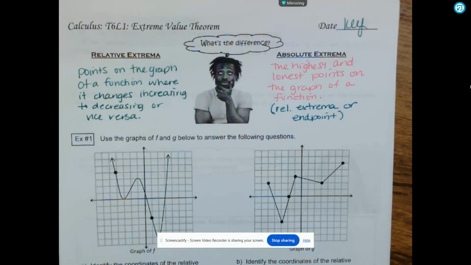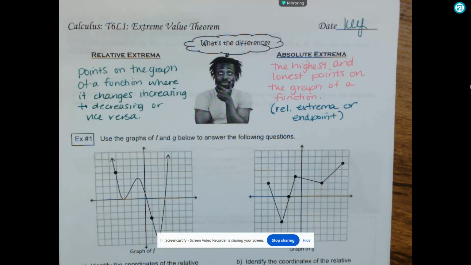And if it's an endpoint, the problem is that at that endpoint, do we necessarily change from increasing to decreasing? If it's the end of the graph, like on a closed interval, does it change? No, but it could still be a max or a min. It's not changing because the graph doesn't continue past that point. Does that make sense?